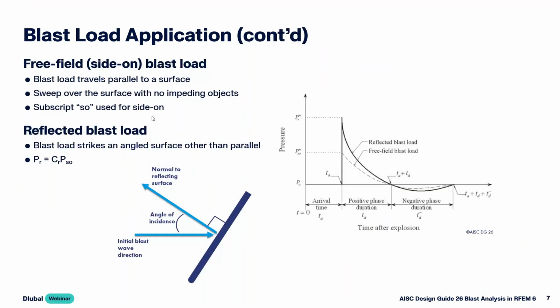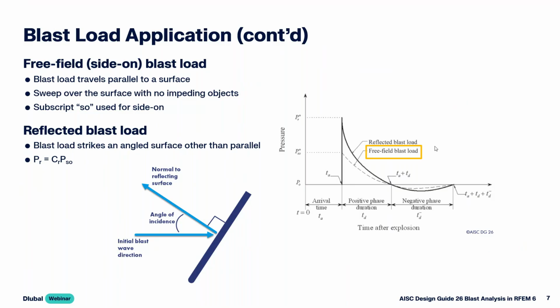This same diagram is shown over here on the right-hand side, but you'll notice we have a couple different lines here. The first is going to be the free field blast load represented by this dotted line here. And then we have the solid line that is the reflected blast load. So let's go into a little bit of the details regarding the differences between these two.